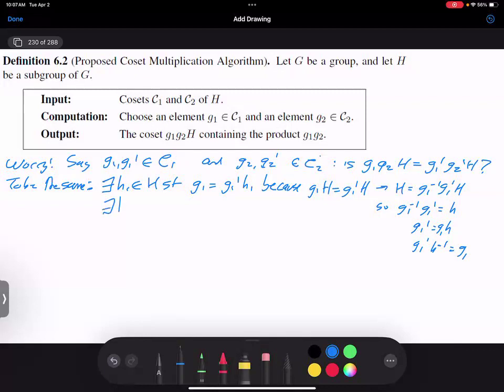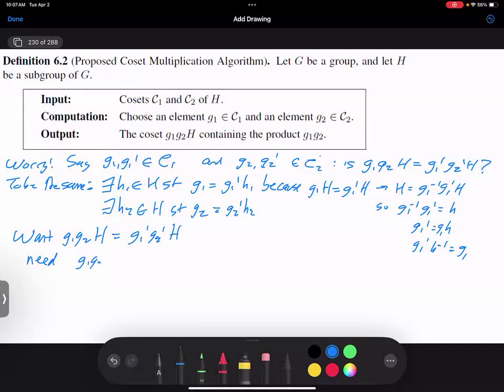Similarly, there has to be an H2 in H such that G2 is G2 prime H2. So we want G1 G2 H to equal G1 prime G2 prime H. So what do we need to be true? We need G1 G2 to equal what?